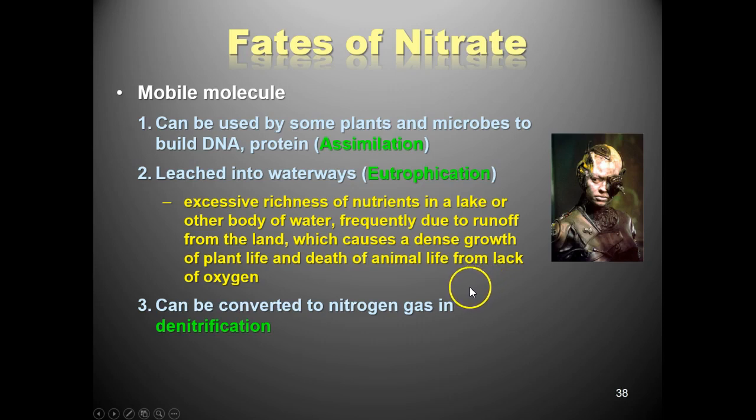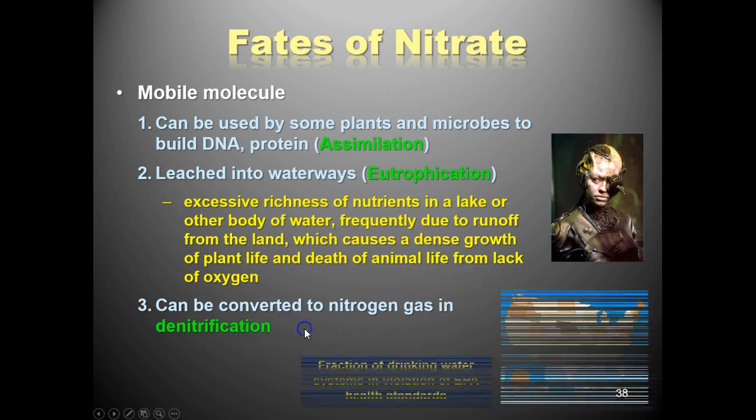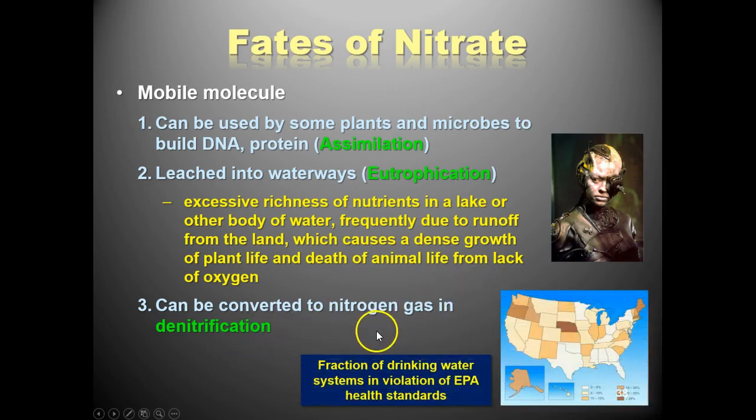Another process that takes place is called denitrification, and in this process, the nitrate is going to be converted back to nitrogen gas. So of all these that I have listed here, assimilation is what we would really like to see most happening, because that's how we're going to get our nitrogen, because we're going to be eating plants and microbes, so we can get the nitrogen from them to use in our DNA and protein.